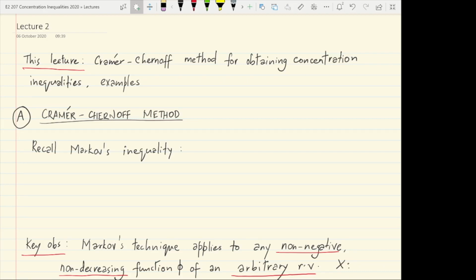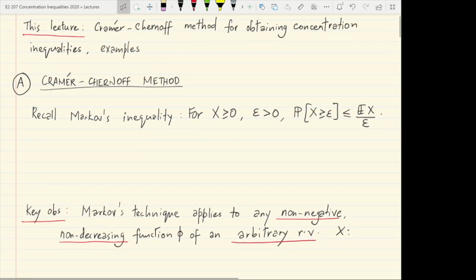So let's start by recalling Markov's inequality, which you may have seen in a basic probability class. This inequality basically says that if you have a non-negative random variable X and any number, let's say epsilon greater than 0, then the probability that X is larger than epsilon is bounded by its expected value over epsilon. Okay, so this is Markov's inequality.